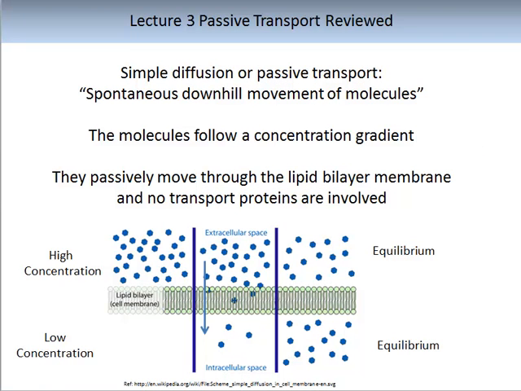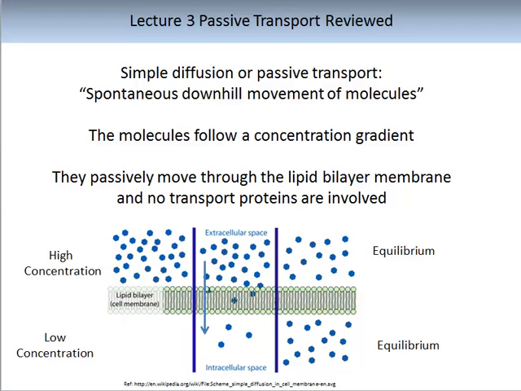Simple diffusion is also called passive transport, and you can think of it as the spontaneous downhill movement of molecules. The molecules follow a concentration gradient. They passively move through the lipid bilayer membrane, and no transport proteins or energy are involved in the movement of the molecules. The illustration on the slide shows conceptually how this works.